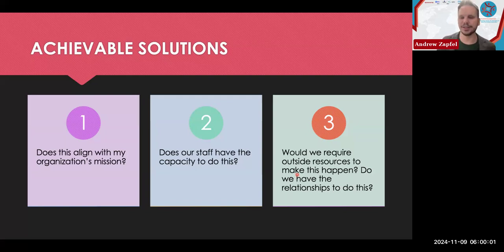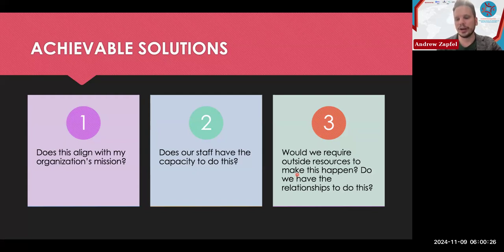The second question is, does our staff have the capacity to do this? Again, maybe you're too busy. Maybe you think that you could do one activity, but realize your staff's capacity is more aligned with education or outreach or engagement. Maybe you don't have a laboratory, so you might not be able to do some of the newborn screening, but that's where you might want to work with stakeholders. So, does our staff have the capacity to do this?